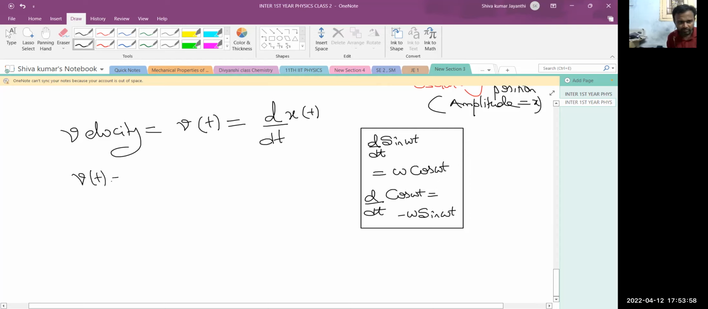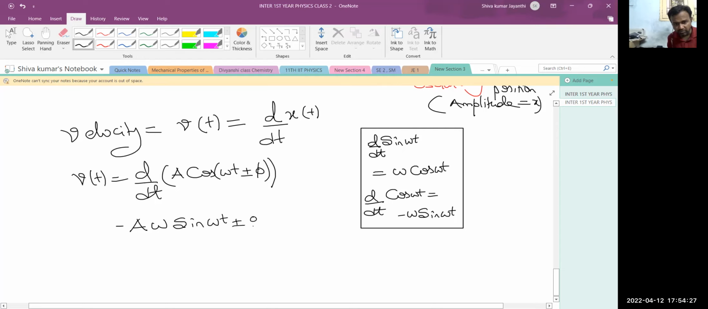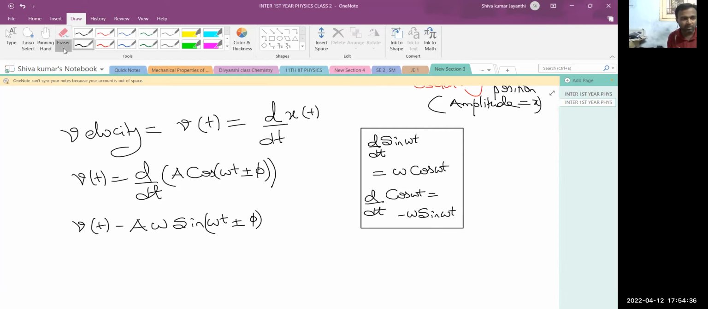V of t is d by dt of what is x of t? A cos omega t plus or minus phi. This is our function according to your textbook. So if you differentiate, A will not change anyway. Omega will come out and there will be a minus because cos differentiation is sine. Minus A omega sine of omega t plus or minus phi. So this is your velocity function. Understood that? Clear.